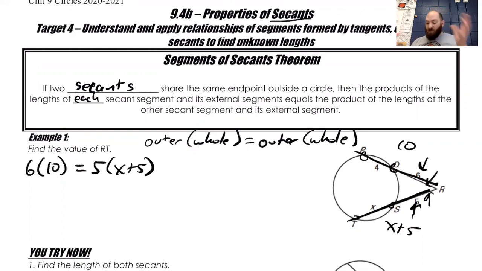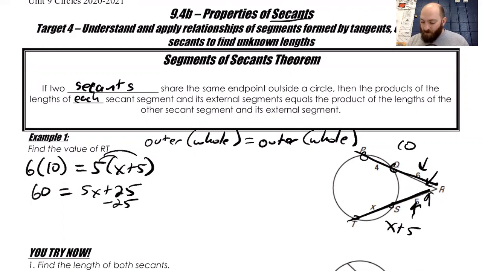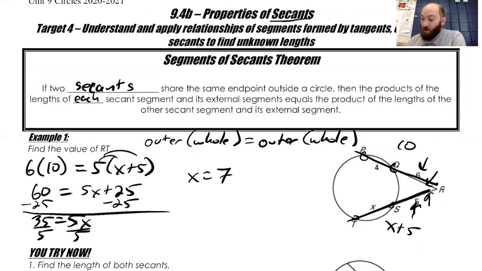Every time we see two secants, that's what's going to happen: outer times the entire whole segment. So 6 times 10 is 60. I'm going to distribute the 5, so that's 5x plus 25. Subtract the 25 over, so that I get 35 is equal to 5x. Divide by 5, and I get x equals 7. Now the question says find the value of RT. The value of RT, remember, is x plus 5. So RT is equal to 7 plus 5, which is 12.